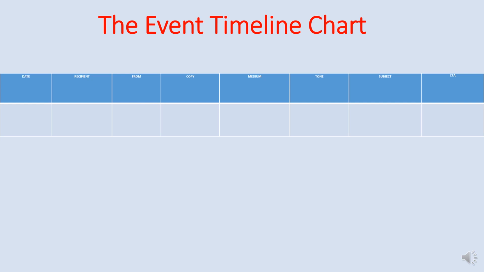The subject is the overall broad subject of whatever the correspondence is. And then the call for action, CFA, is what you or the other person would like to see happen as an end result of this communique. Now, in the blank boxes below it, you put in, for example, the date, November 22, 2022. The recipient could be John Doe. If it's from you, you would just type in me.